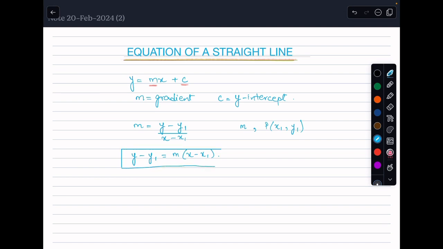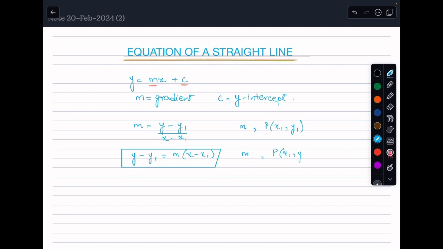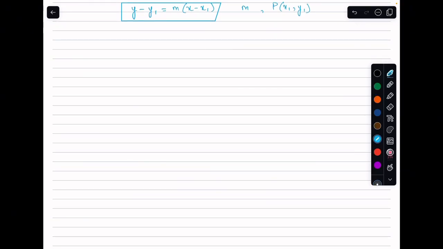So again repeating, the important things that we should have to get the equation of this line are, number one, the gradient, and number two, any point which lies on the line, x1, y1. So let's do a question to get the concept more clearly. The gradient of a line is given as 4 by 3, and this line passes through the point P with coordinates -6 and -1, and we are supposed to get the equation of the straight line.